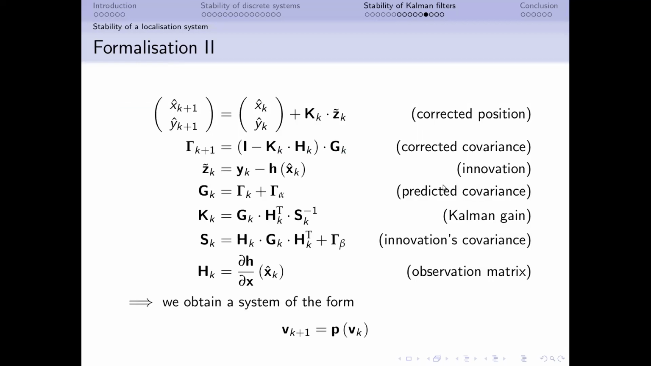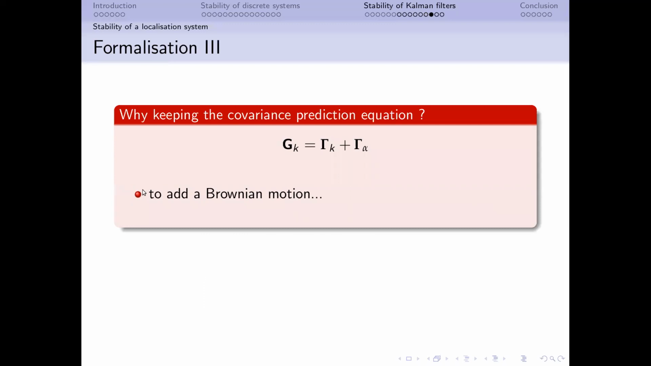Question: why do we keep the prediction step for the covariance? I said we didn't have a prediction step because the robot was not moving, but still I want to keep the prediction step of the covariance. Well, we do that to add a Brownian motion to the robot, parameterized by the gamma alpha matrix. That will avoid the covariance matrix of the system very quickly converging towards zero. This is not what we want. Otherwise, the estimation of the state will not be correct.